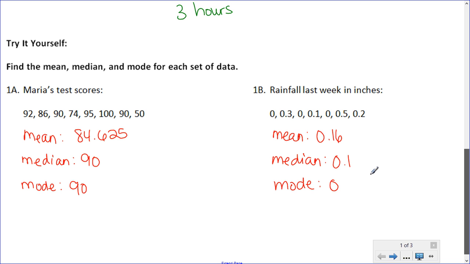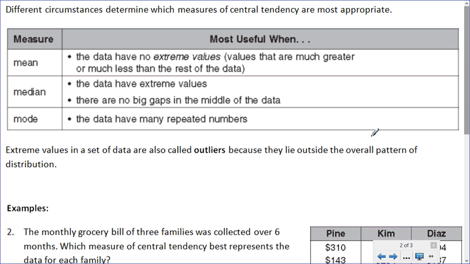So sometimes it's important to think about which measure of central tendency best represents the data. Because, for example, if you're trying to give information to somebody without giving them the entire list of numbers, sometimes one measure of central tendency makes more sense or is more appropriate in that situation than another. So let's take a look at the table at the top of the next page. It says different circumstances determine which measures of central tendency are most appropriate. So this is when you might want to use each of these.